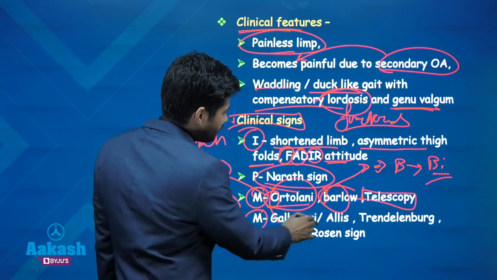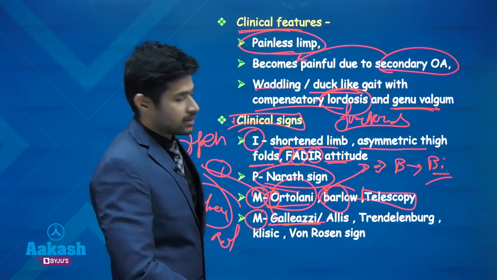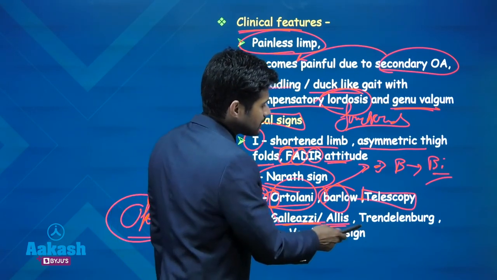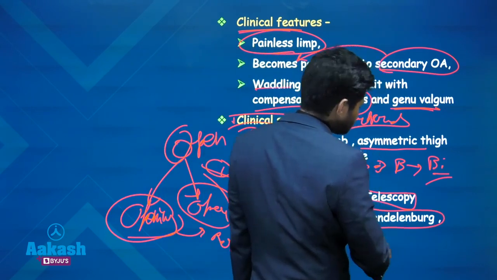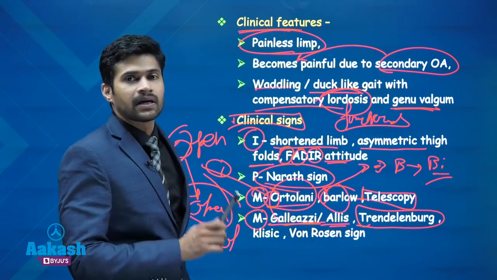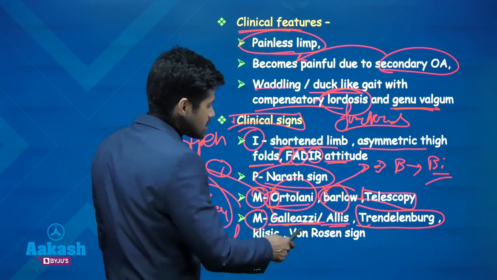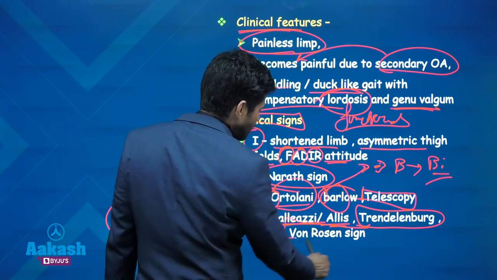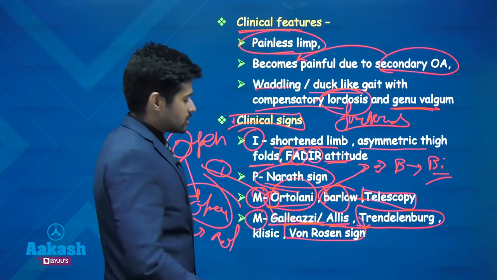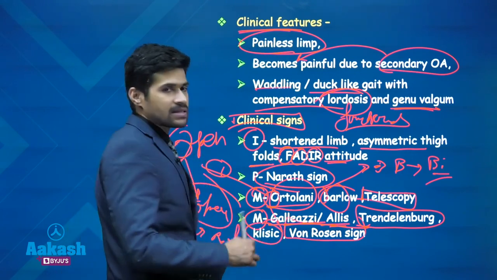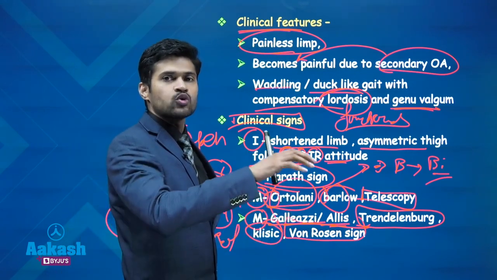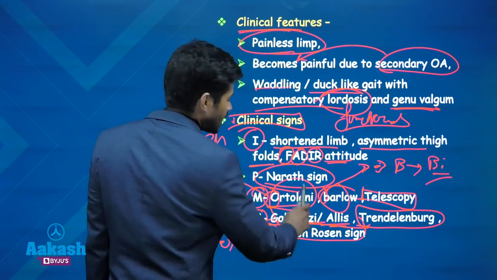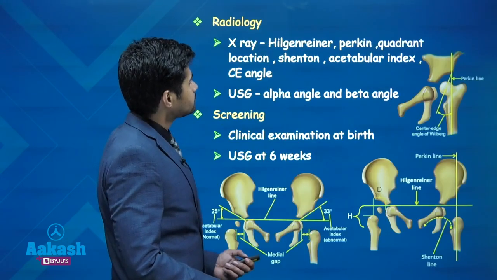On measurement, we measure the shortening of the limb in the form of Galeazzi's or Ellis sign. There is Trendelenburg gait because of the disrupted abductor mechanism. The lever mechanism is missing, and von Rosen sign is positive. Klisic sign is basically a finger assessment just like a shoemaker's line. So it can be assessed through Klisic sign.